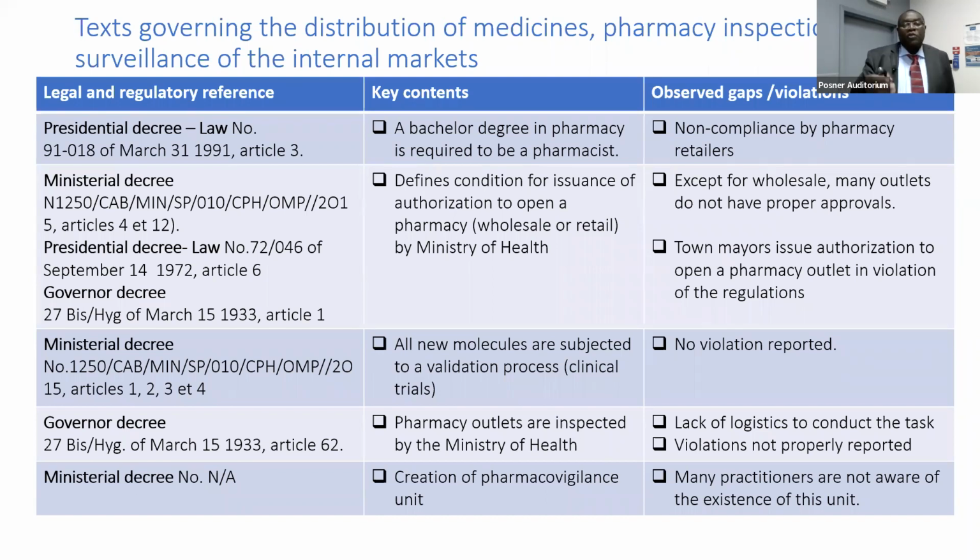Okay, so in terms of the distribution, we have the presidential decree of 91 that determines that you need to have a pharmacist in an outlet, in a shop pharmacy. So you need to have a pharmacist so you can guide the process. But that law is not really being followed. Many of these shops I showed in the picture don't hire pharmacists to guide the process.